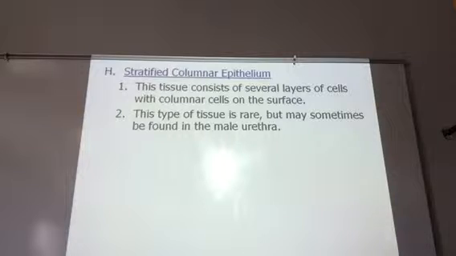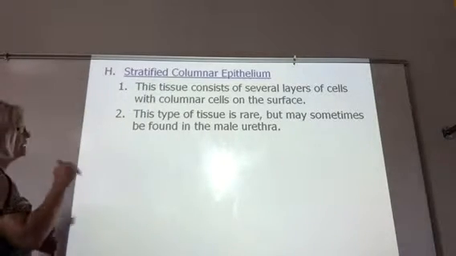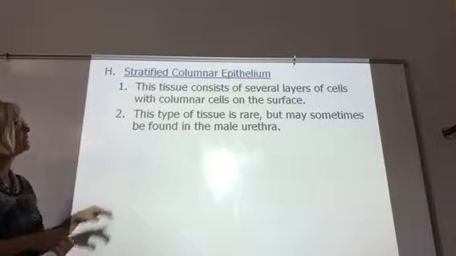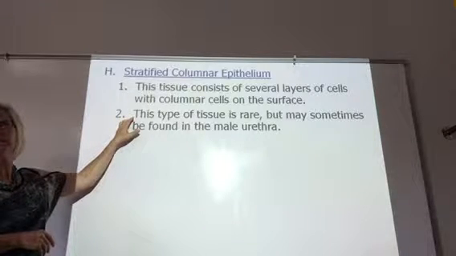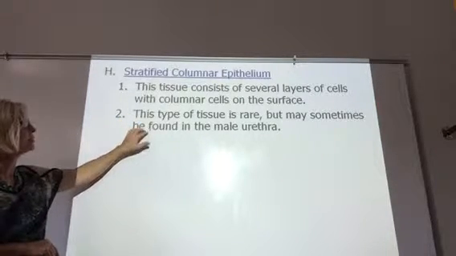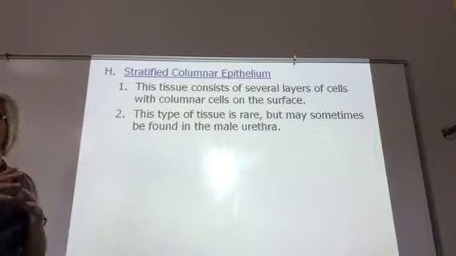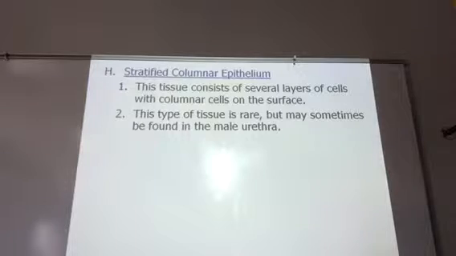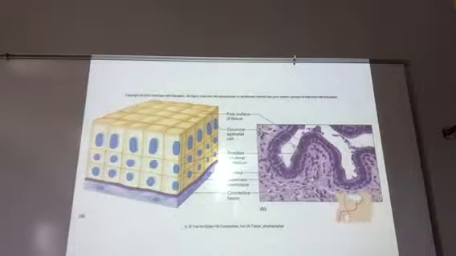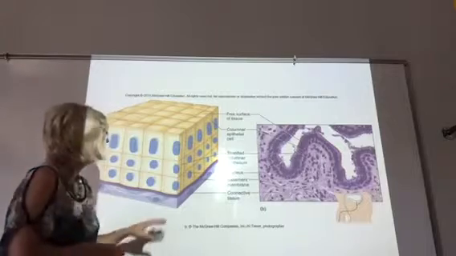Stratified columnar. So lots of layers, column-shaped. This one's very rare. Basically, the place you're going to find this is the male urethra. Stretchy, it's going to allow for movement, in that case for urine, semen to move through. It allows a process or some stretching for those. So there's an example of stratified columnar.